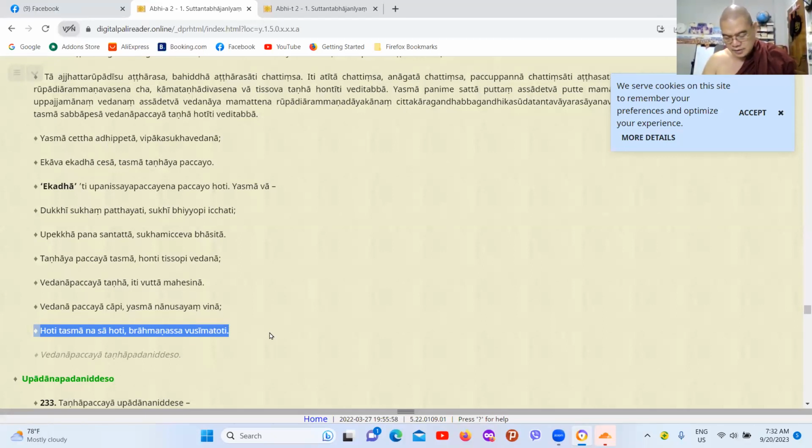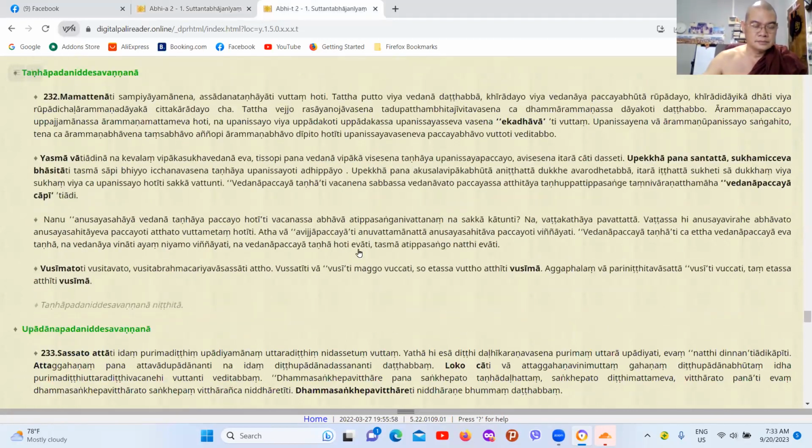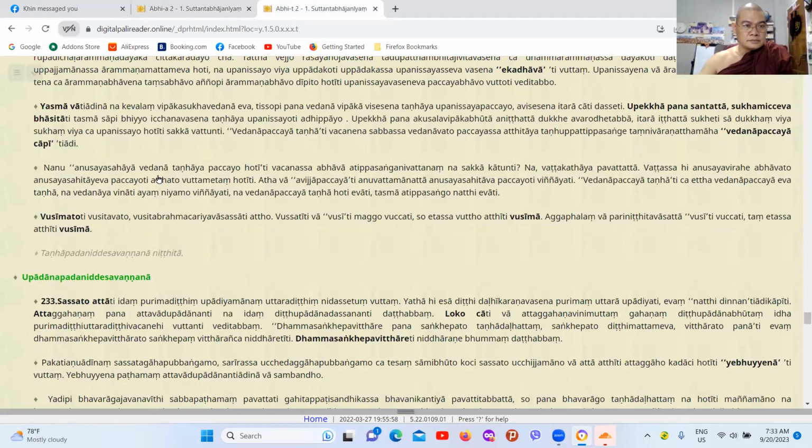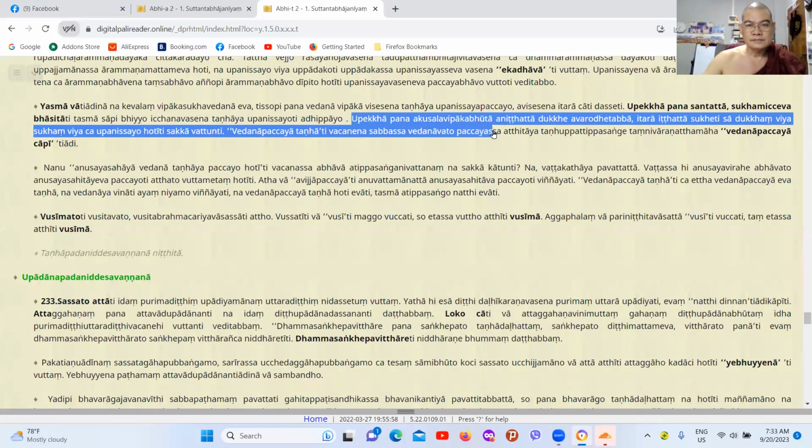Mulatika. So this paragraph is simple here. Not only vipaka sukha vedana, but also upekha vedana is the condition for tana by upanissaya. Upekkha pana santa sukhameva, abhipayo, ejanavasena tanhaya upanissayo.